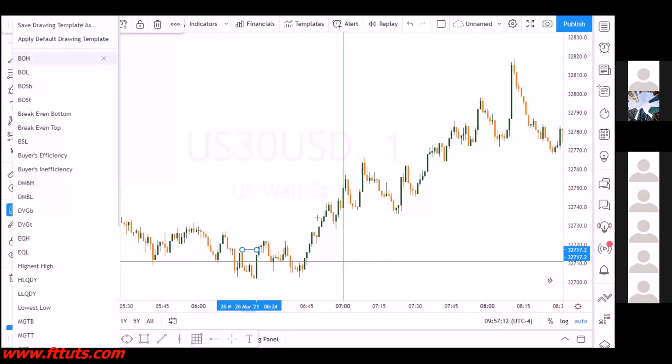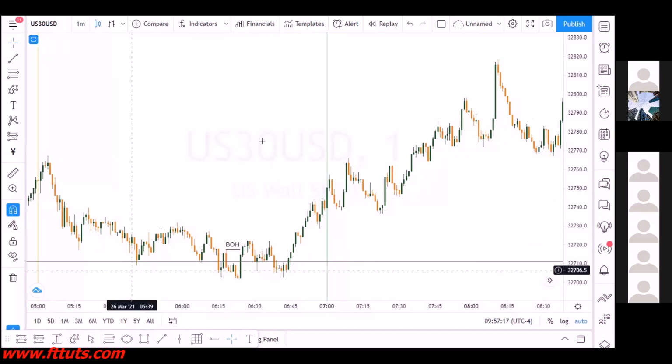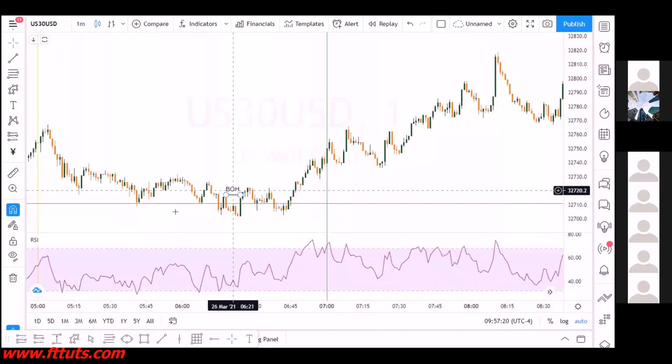Now, before you confirm this break of high as a strong break of high, you want to see, was there a divergence before this break of high? Because you want to see banks already giving us that push before we enter. Now you can see there was a divergence.